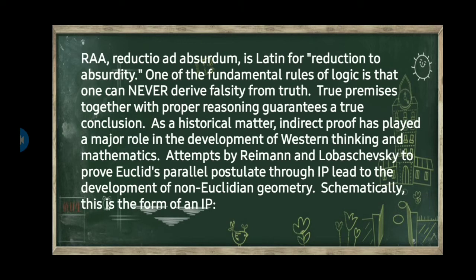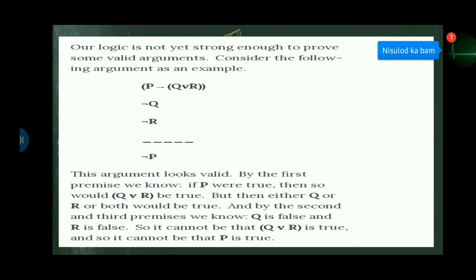RAA, or reductio ad absurdum, is Latin for reduction to absurdity. One of the fundamental rules of logic is that one can never derive falsity from truth. True premises together with proper reasoning guarantee a true conclusion. So I have here an example.